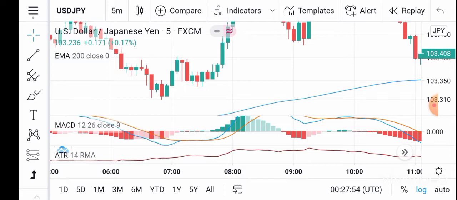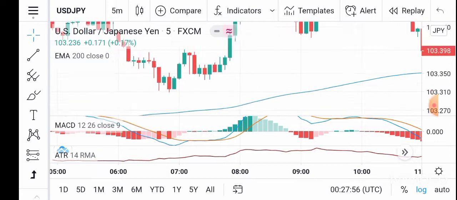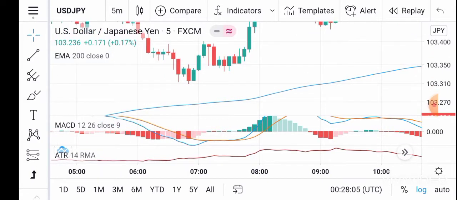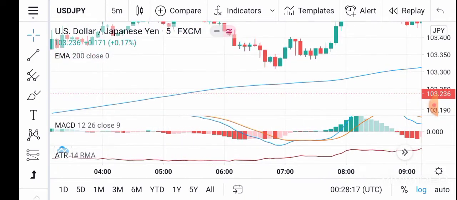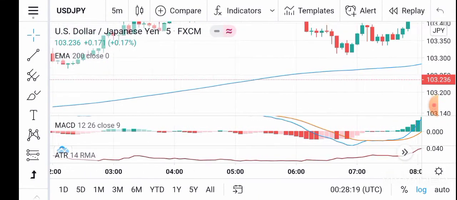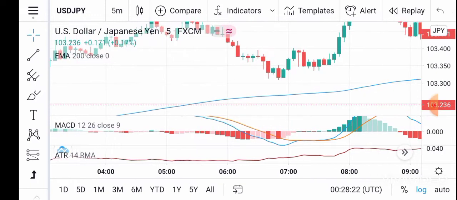So the first thing is we want to see if the price is in a range or if it's trending. We want to take a trade when the market is trending, not in a range. At this point, you can see that the market is clearly not ranging, it's in a trend because it's clearly above the 200 exponential moving average line.